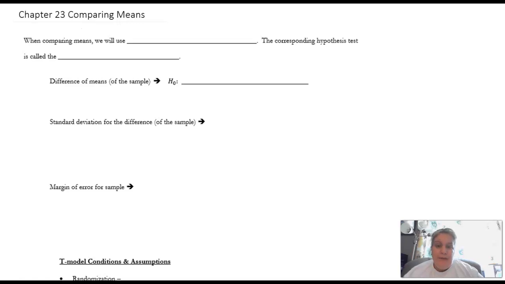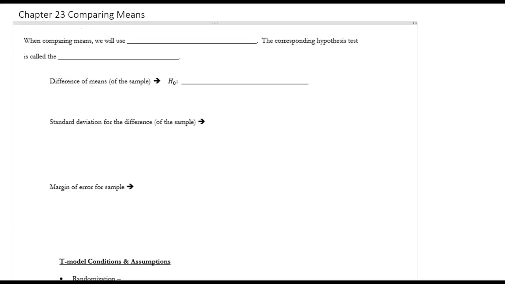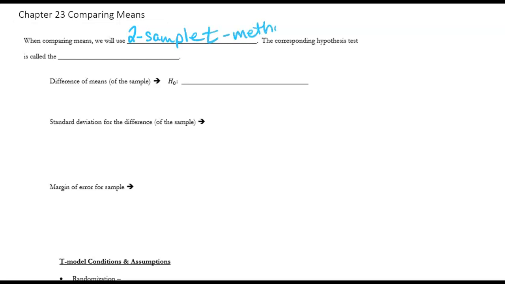All right, what we're going to do right now is take notes on Chapter 3 from Stats: Modeling the World. This chapter is going to focus on comparing means, and so this will be when we do 2 sample t-tests and 2 sample t-intervals. When comparing means, we use the 2 sample t methods. The corresponding hypothesis test, if we actually do a test, is called a 2 sample t-test.